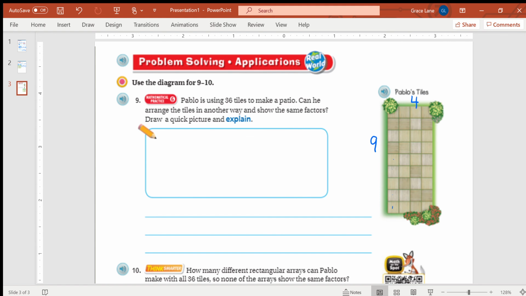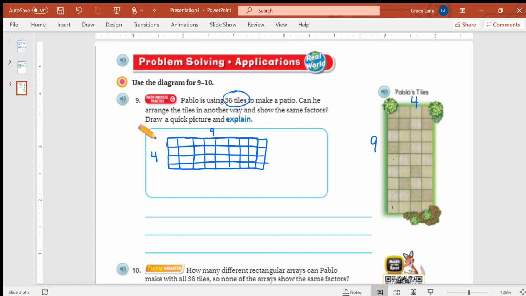Think about that for a minute. You could try to draw a picture. I believe he can. I think you can just flip it around. Instead of doing 9 rows of 4, I think he could do 4 rows of 9. And if you counted every little box up, you should also get 36 tiles.